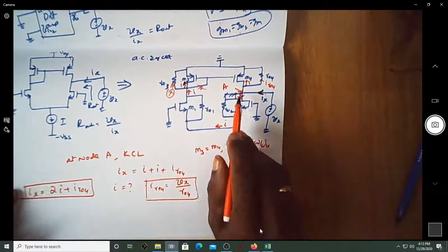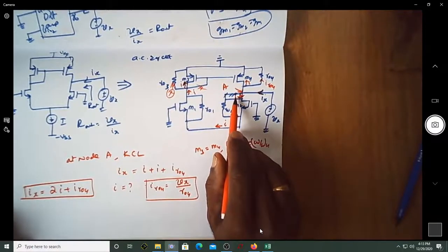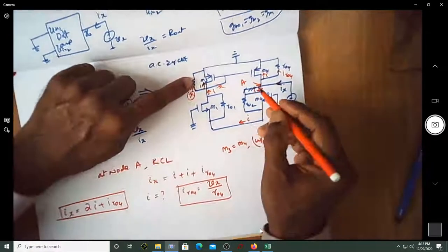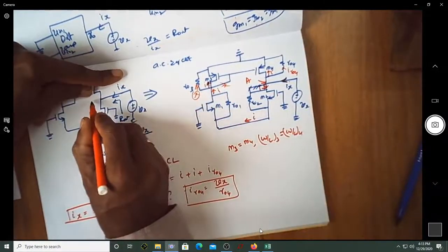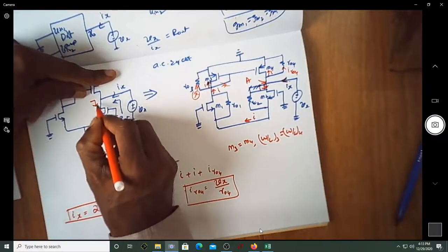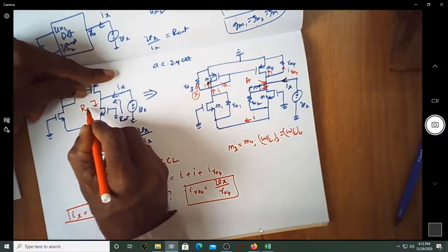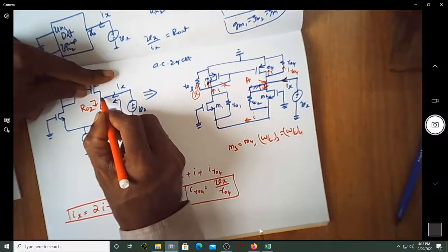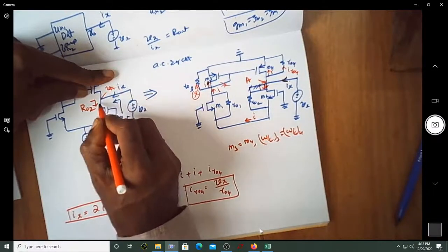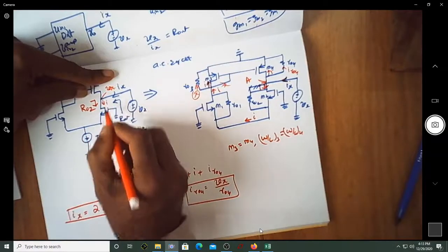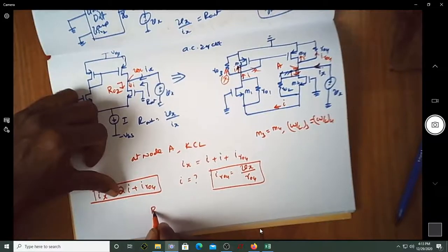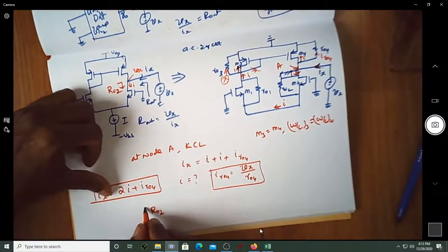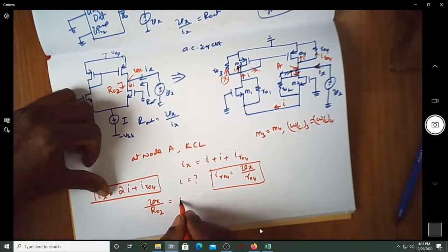So now we are left with finding what I is. What is the value of I? To find the value of I, let me assume, what I'll do is try to find the resistance seen here. Let me call it R02. Since I know the voltage Vx, and we are assuming a current of I, if I know R02, then Vx by R02 is nothing but my I value.